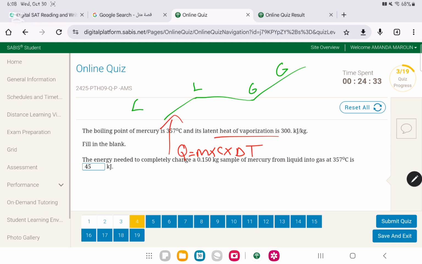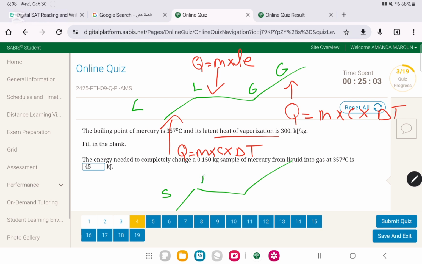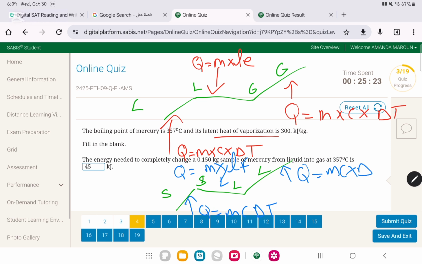So when the line is flat and we don't have a change in temperature, we use the equation Q equals the mass times the latent heat of vaporization. Then as you slope again as a gas, to find the energy needed, it's going to be Q equals the mass times C times delta T. However, if we are talking about a solid to a liquid change, here we would use Q equals the mass times the latent heat of fusion. And then here again, we're going to be using Q equals M times C times delta T.